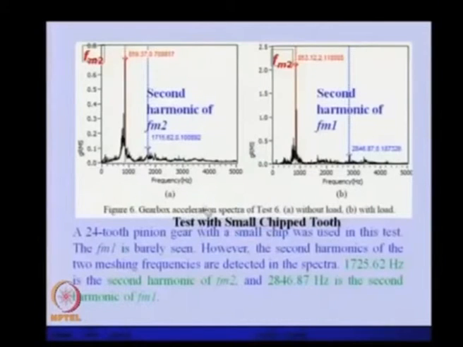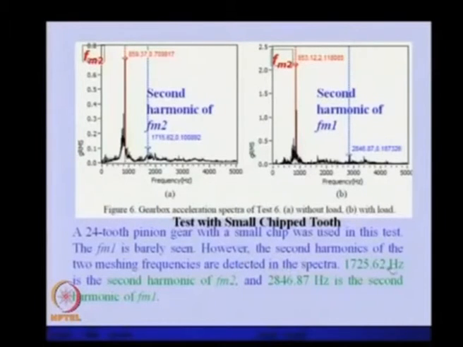Then this is the test with a small chipped tooth. With this we obviously expect the amplitude of the vibrations to increase. In this test, a 24 tooth pinion gear with a small chip was used. The FM1 is barely seen, so it is not visible here. However, the second harmonics of the two meshing frequencies are detected. We are not seeing the first harmonic, but the second harmonic of these mesh frequencies is appearing in the spectra.